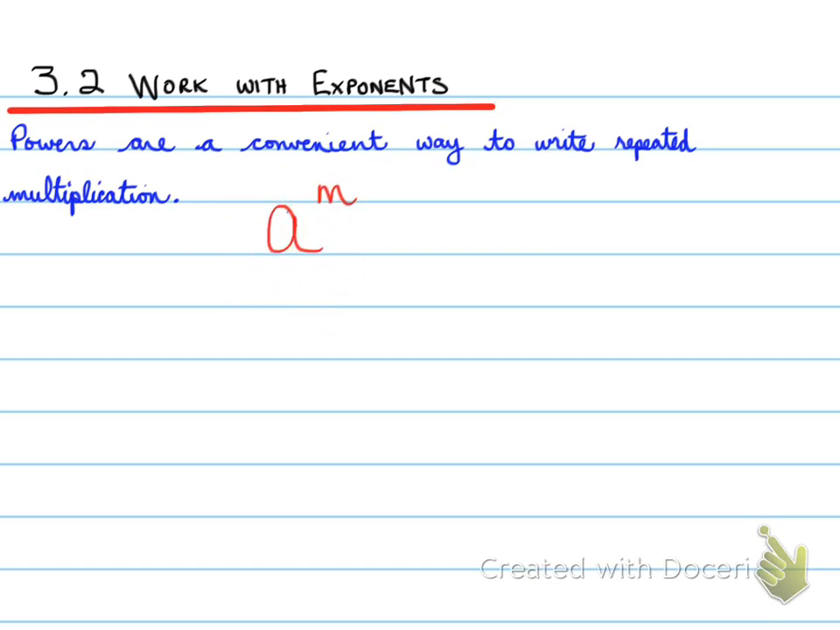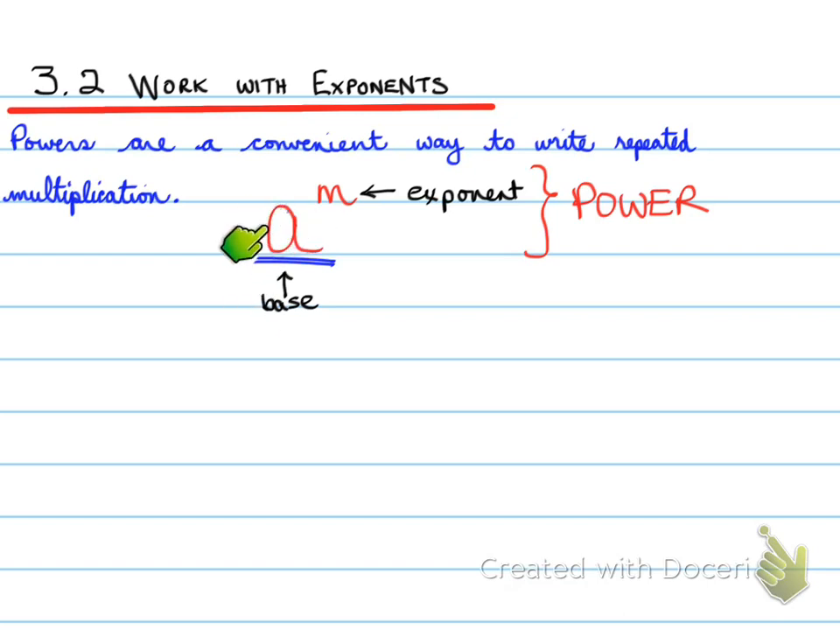This whole thing, folks, is called a power. So let's go through all the definitions. The bottom piece, the a, is known as the base. The m is known as the exponent. The whole thing is known as the power. So this is the definition for each of the pieces, folks. A is the base, m is the exponent, and the whole thing, a to the m, is known as the power.